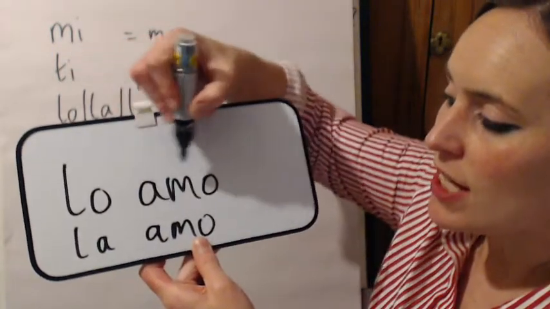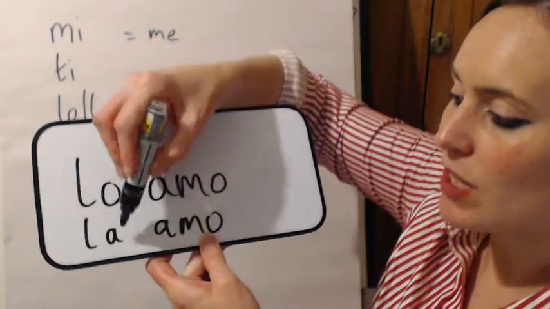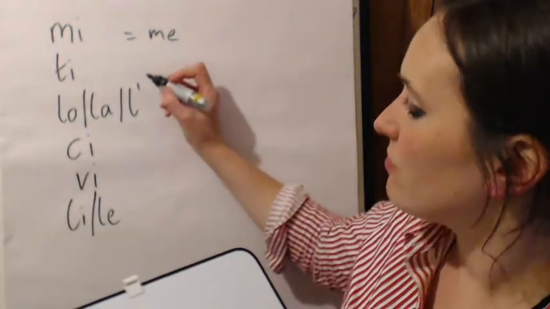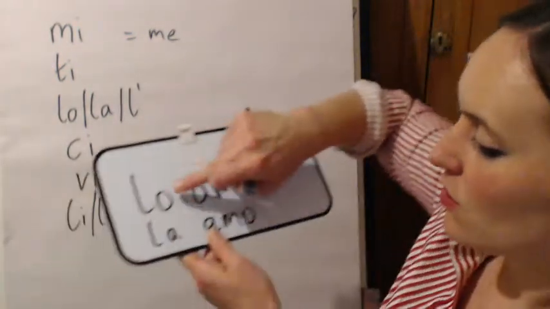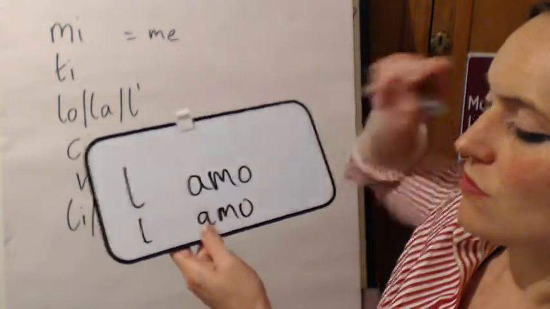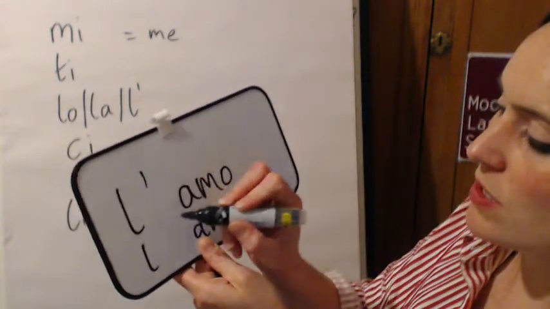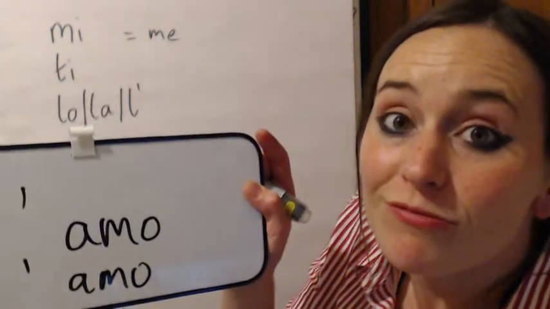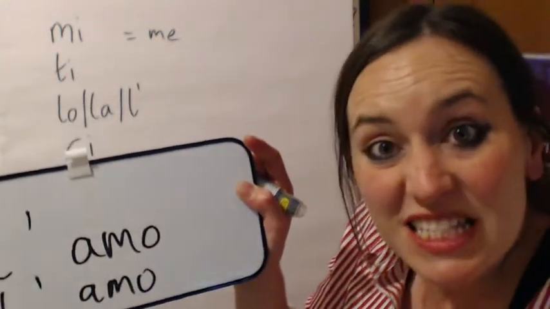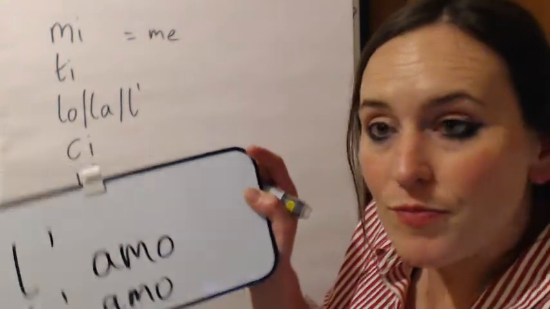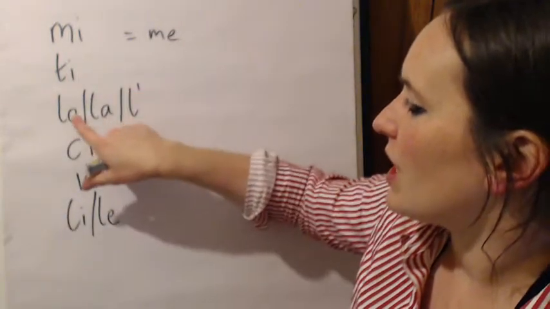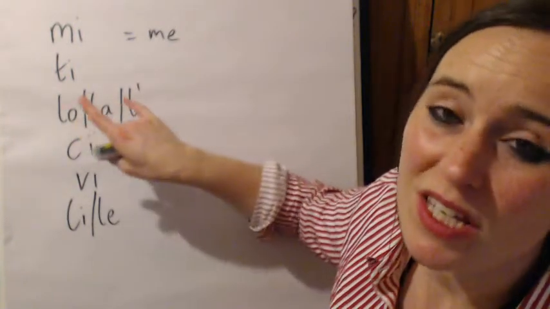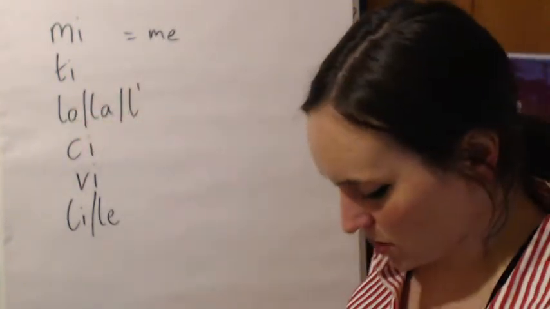Instead of writing lo amo with an O and an A, or an A and an A, you will see it, or you'll hear it, just L apostrophe. So you don't have two vowels following each other. You'll see it with a little apostrophe, or you'll hear it with an apostrophe. L'amo, it, whatever it is that I've mentioned, l'amo. So lo, la, and L apostrophe. L apostrophe could be either one of those, he, she, or it.